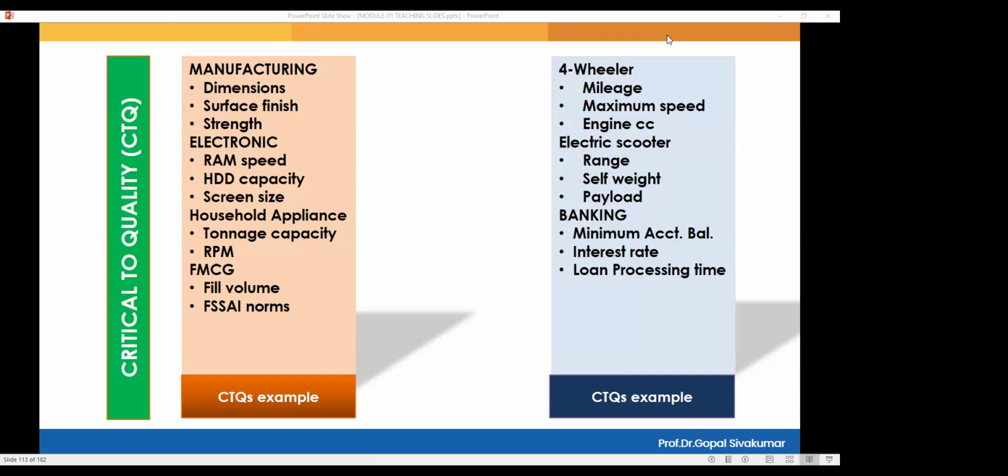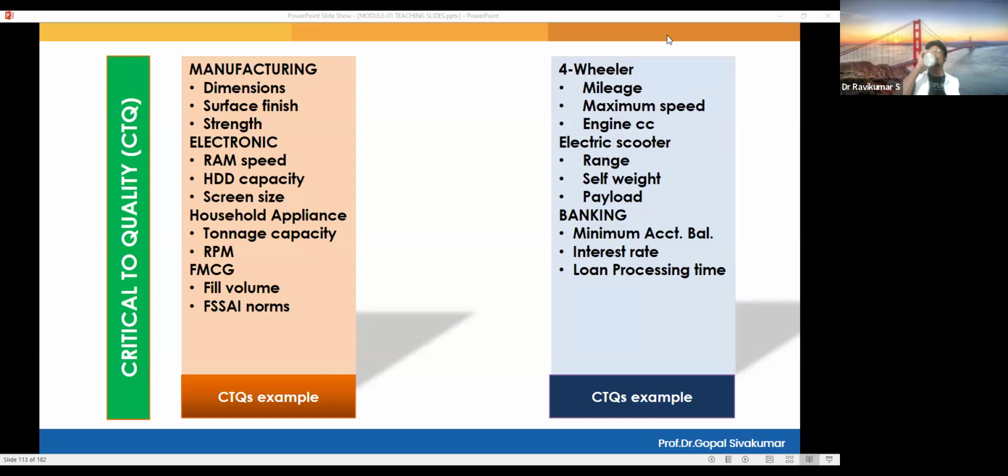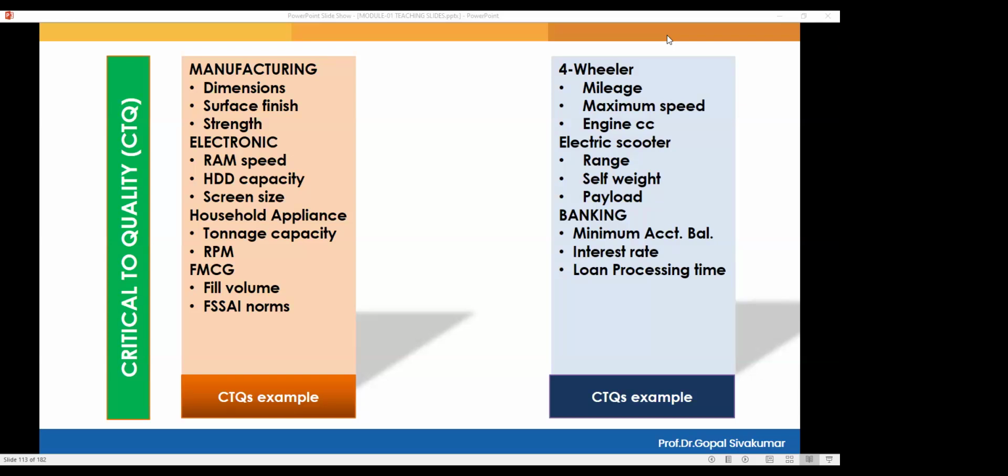Yes, sir. So in automotive, if we consider a four-wheeler, mileage, maximum speed, engine CC, and we can add some more features also. What is the connectivity system they are providing? Any other features, like a panoramic sunroof, ventilated seats, those kinds of sophisticated systems we can add. Then electric scooter: what is the range, what is the self weight, payload. Then I think we can add warranty also.